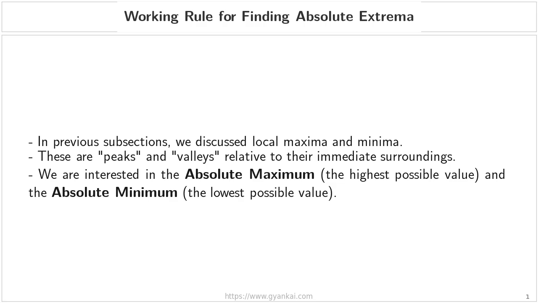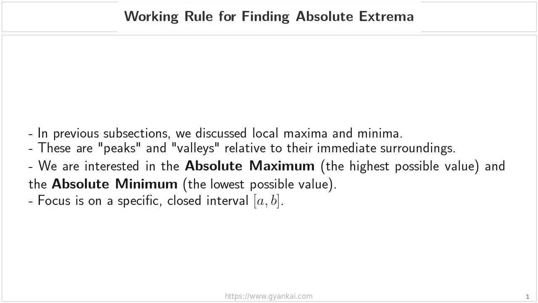We are interested in finding the absolute maximum, which is the highest possible value the function reaches overall, and the absolute minimum, which is the lowest possible value it attains. For the purpose of this lesson, our focus will be on a specific, closed interval from A to B. Over the next few slides, I will guide you through the Extreme Value Theorem and a systematic working rule to help you identify these absolute extrema accurately.